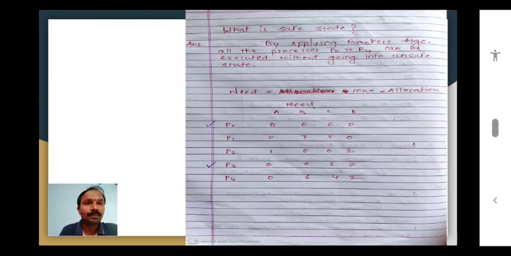Now what is a safe state? By applying Banker's algorithm, all the processes can be executed without going into an unsafe state. We will ensure this by solving the problem. Here we need to find one column, that is need, for those processes, and need is found with the formula max minus allocation. I have calculated the values, so please check them with the formula max minus allocation. Let us continue solving the problem.